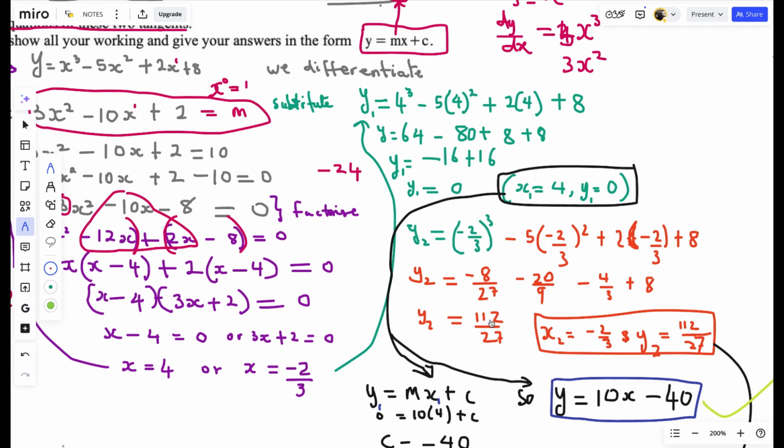You simplify, you get 112 over 27. So x2 is negative 2 over 3, and y2 is 112 over 27. You can just say y.